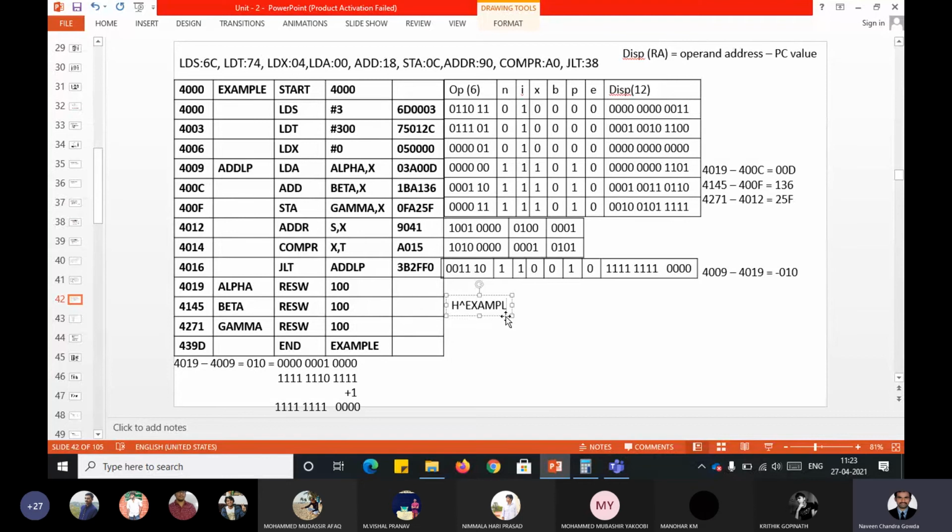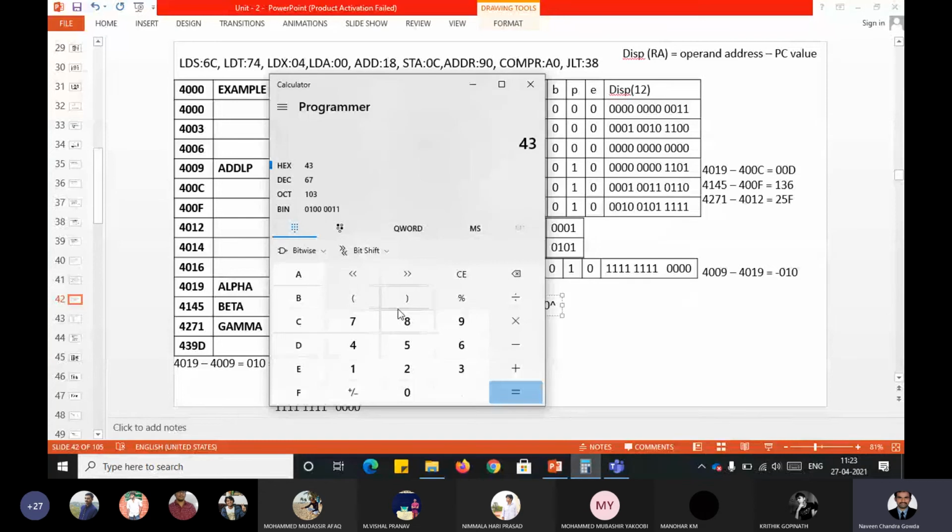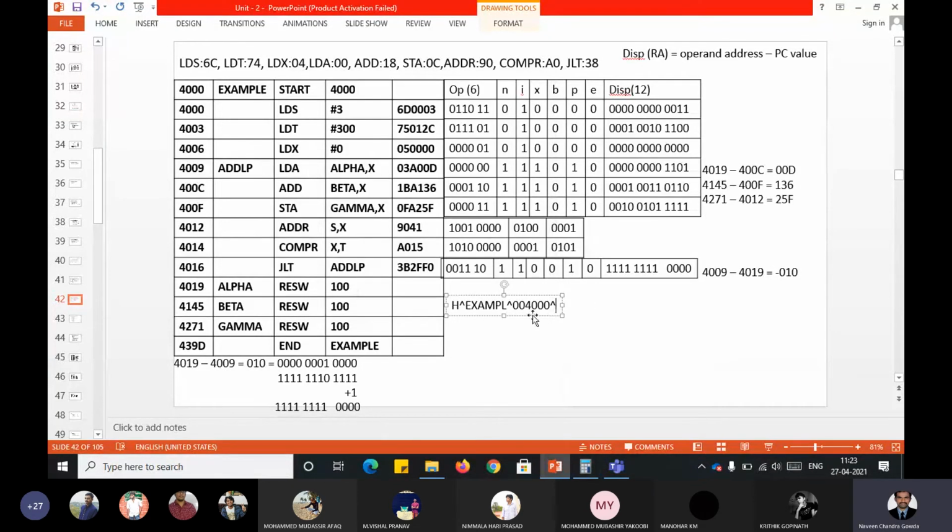The starting address is as usual 4000, but you have to write it as 004000. I said the reason in the previous class. Followed by the length of the program. How to find the length? It is the last address minus the first address. The last address here is 439D minus 4000. What do you get? It is 39D. I'll write it as 00039D to fit into the 6 digits, because you have to fit the field. That's the length of the program.